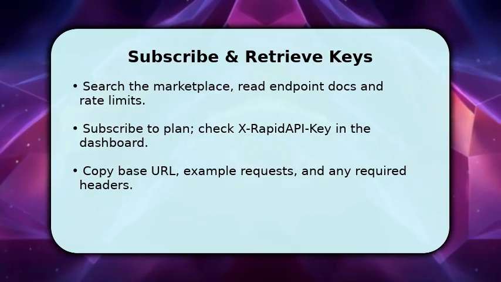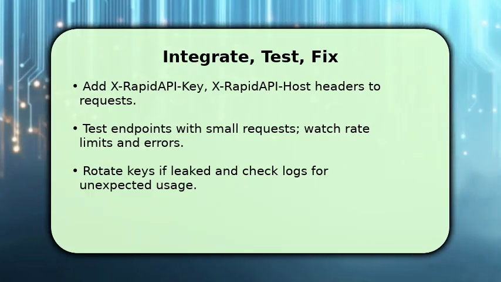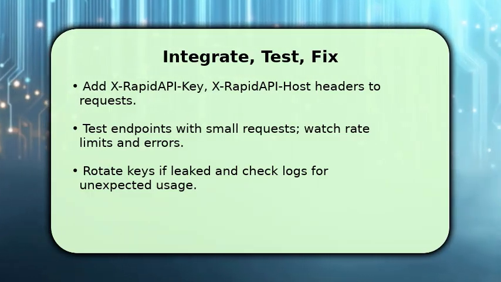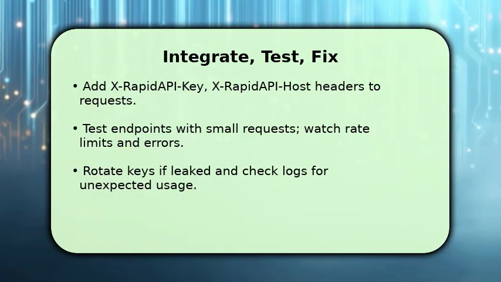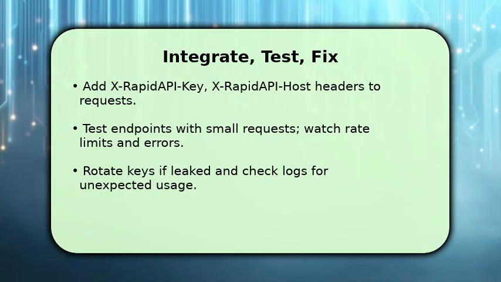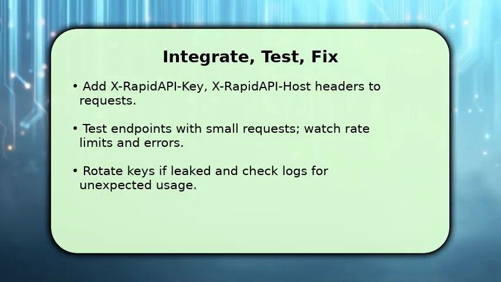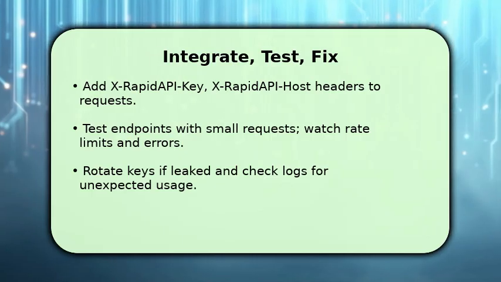Now integrate the key into your app. Attach X-RapidAPI-Key and X-RapidAPI-Host headers exactly as shown. Test endpoints with minimal payloads to confirm authentication and parse responses, log status codes and response times. Once working, implement retry/backoff for 429 and cache frequent responses to reduce calls.